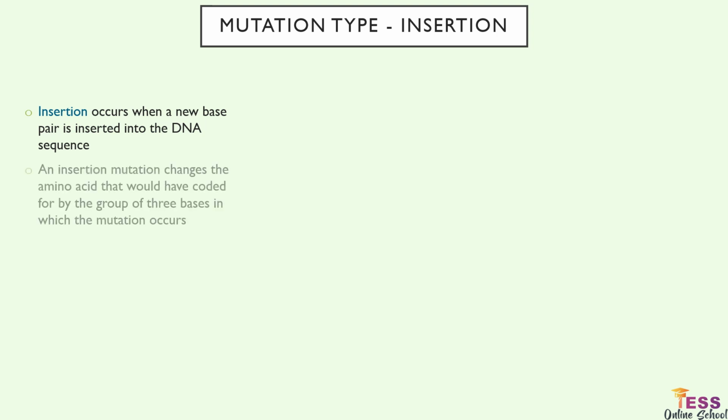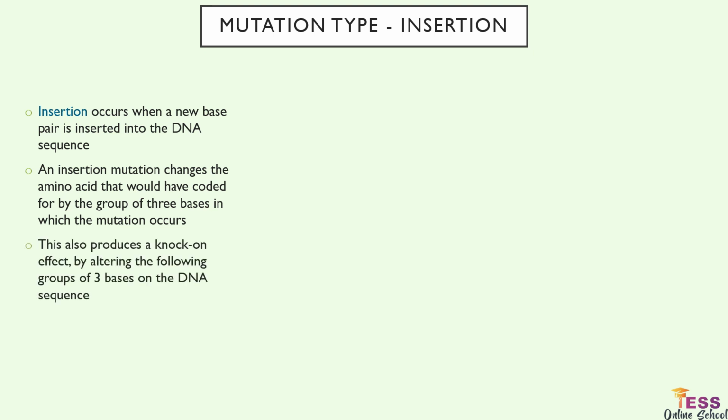We will now go through the types of mutations, the first being insertions. As the name suggests, insertions occur when a new base pair is inserted into the DNA sequence. An insertion mutation changes the amino acid that would have been coded for by the group of 3 bases in which the mutation occurs as the base sequence is changed. This also produces a knock-on effect by altering the following groups of 3 bases on the DNA sequence.